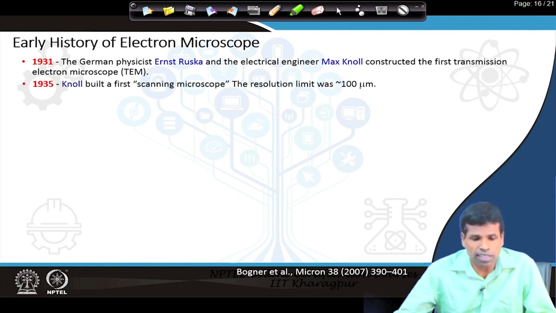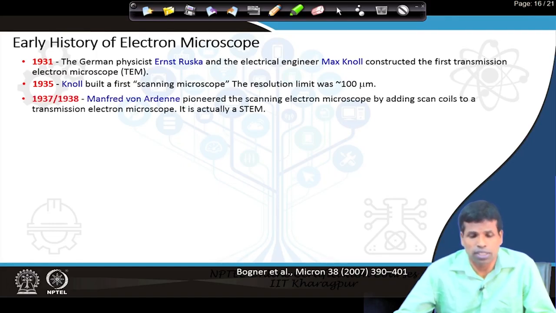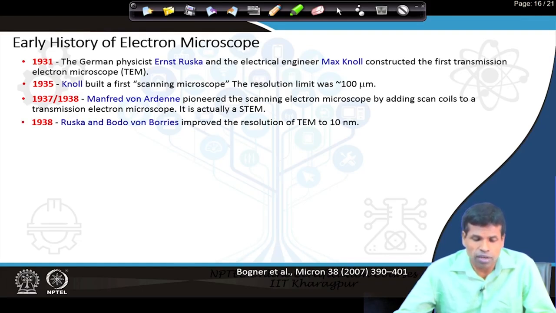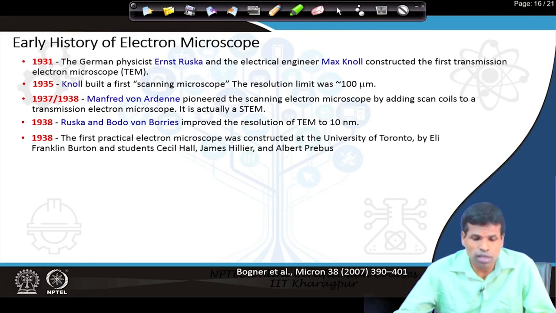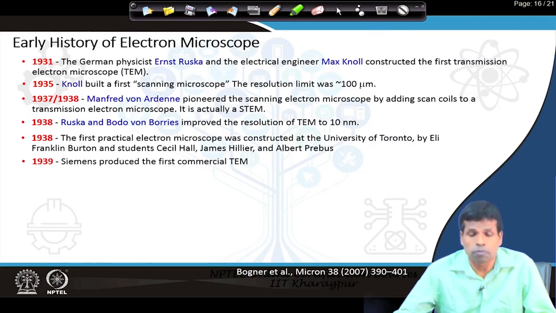So, in 1935, Knoll built the first scanning microscope with a resolution of about 100 micrometers. Then Manfred von Ardenne pioneered the scanning electron microscope by adding scanning coils to the transmission electron microscope, which is nothing but a scanning transmission electron microscope. Then Ruska and Bodo von Borries in 1938 improved the resolution of the TEM to 10 nanometers. And in 1938, the first practical electron microscope was constructed at the University of Toronto by Eli Franklin Burton and his students. And then in 1939, Siemens produced the first commercial TEM.